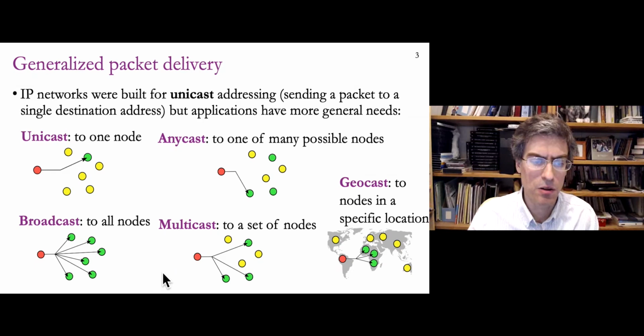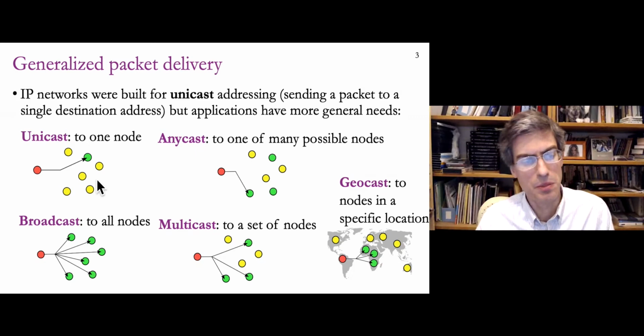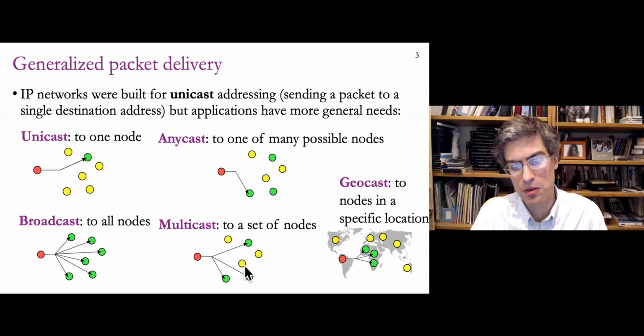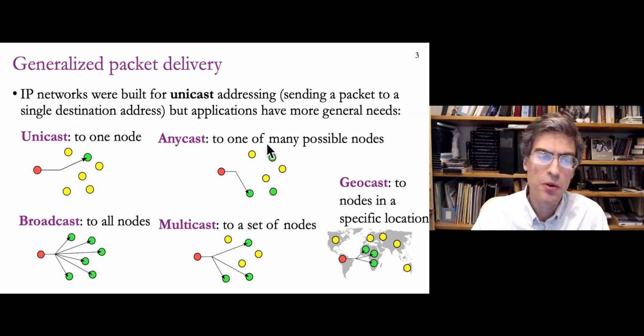And multicast is kind of a blend between unicast and broadcast, where we have a message that we want to go to a set of nodes. So in this case, we're picking out three of them. Geocast is kind of a specialization of multicast, where we're choosing the nodes based on geographic location. So we want to send messages to all the nodes in a particular location. Okay, so those are some ways we can generalize the idea of packet addressing and packet delivery.